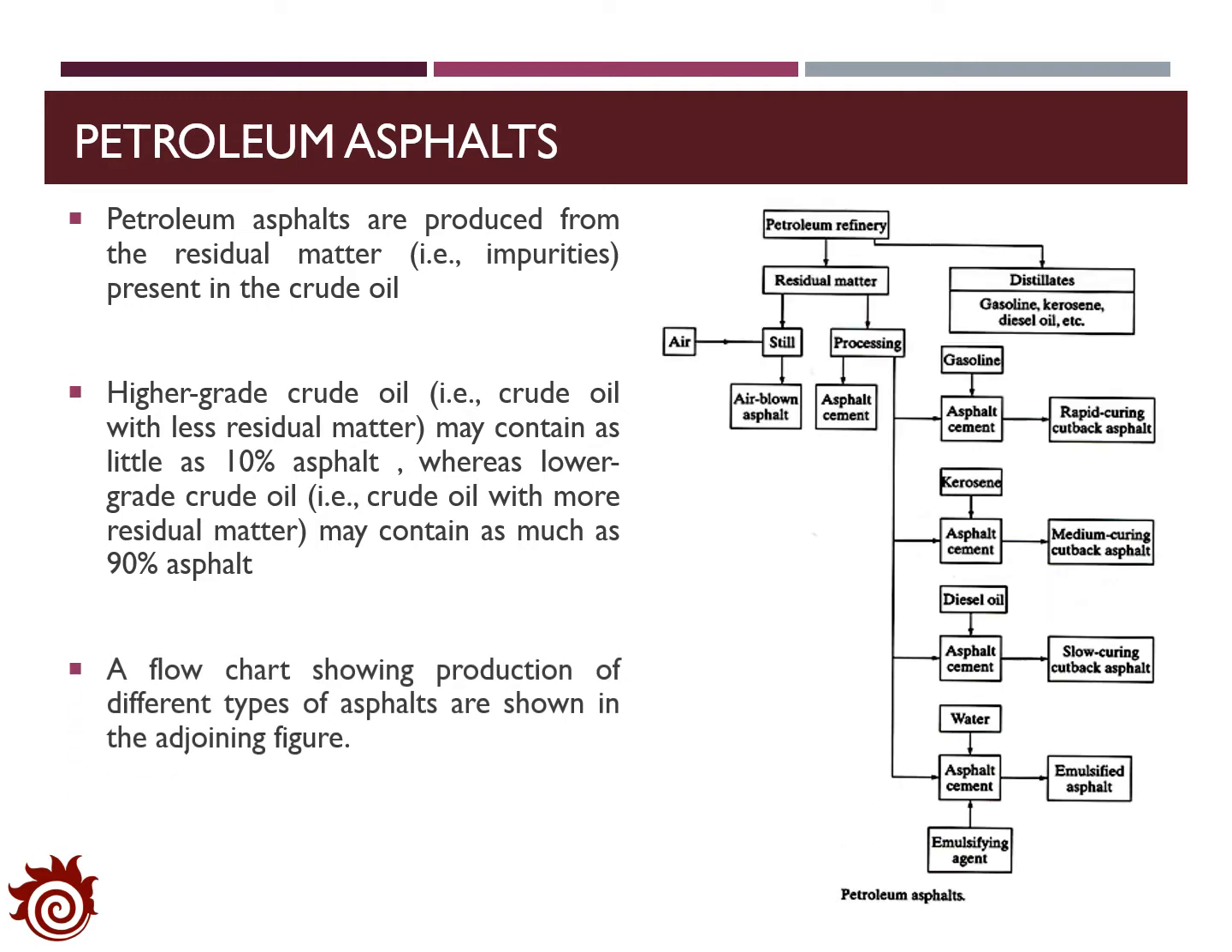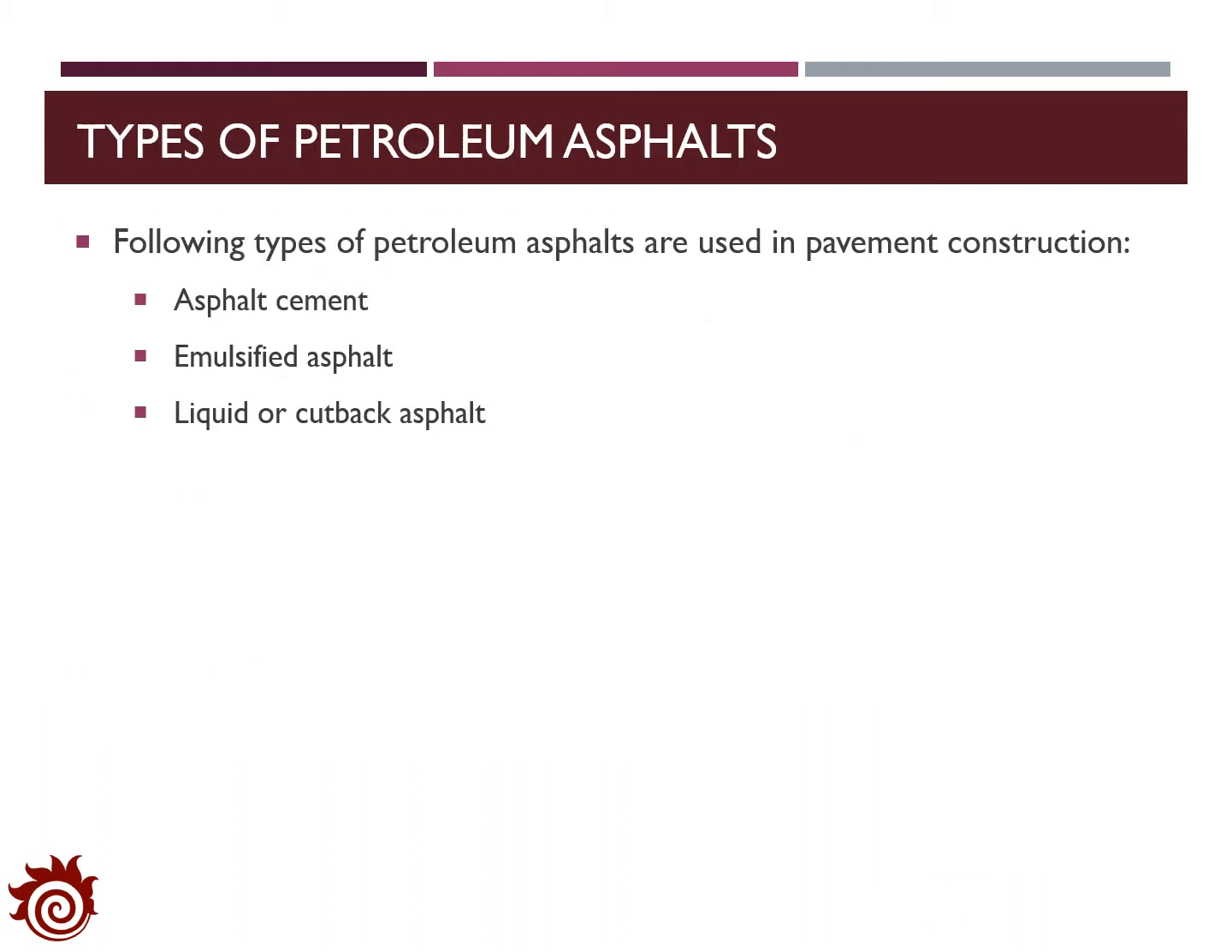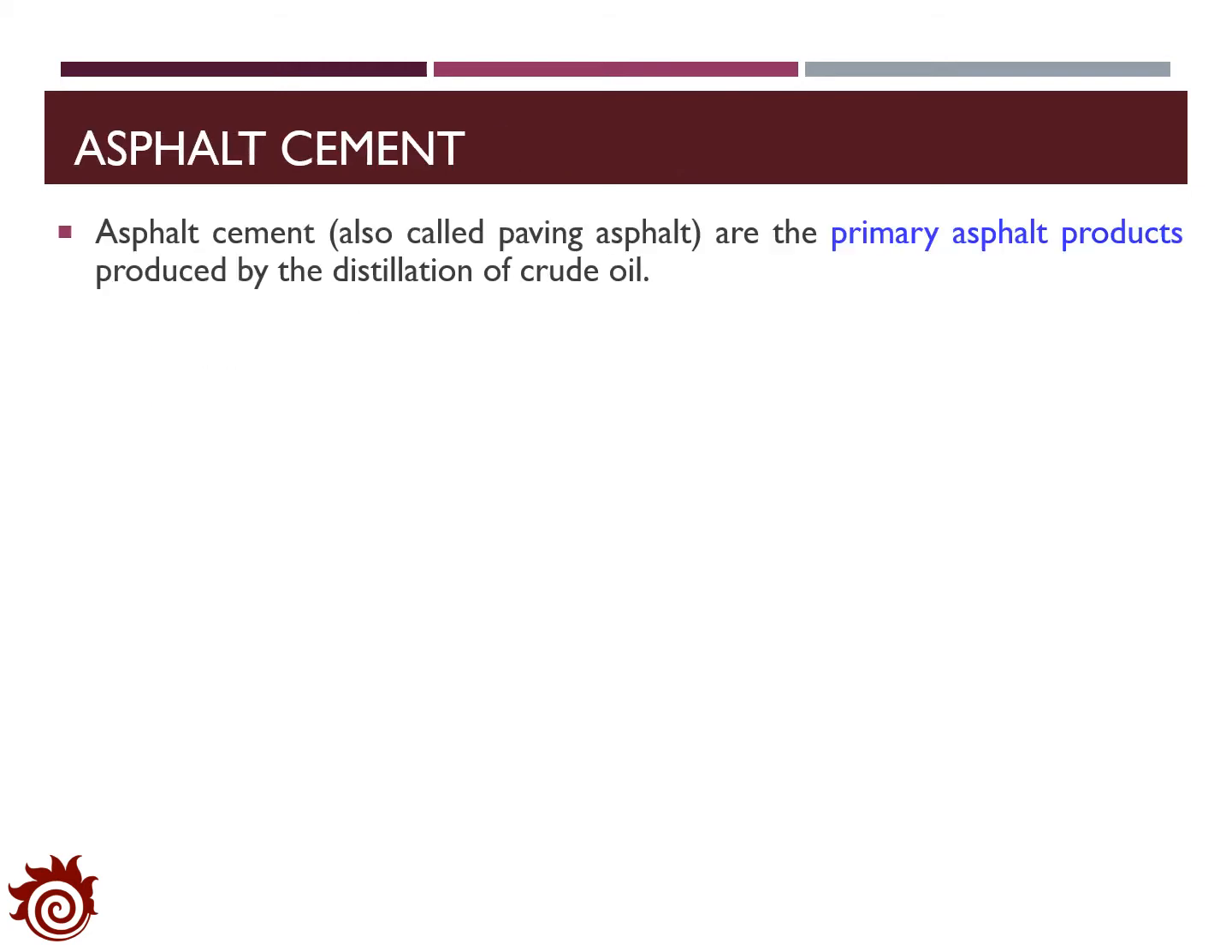The figure on the right shows the distillation process. Based on the residual metals obtained at the different steps in the distillation process and different materials added to the residual metals, we can get different types of the petroleum asphalts. In general, there are three types of petroleum asphalt applied for road pavement: asphalt cement, emulsified asphalt, and liquid or cutback asphalt. The first type, asphalt cement, is also called paving asphalt, which is one of the most popular materials applied for road pavement. The asphalt cement is the primary asphalt product from the distillation process of crude oil.